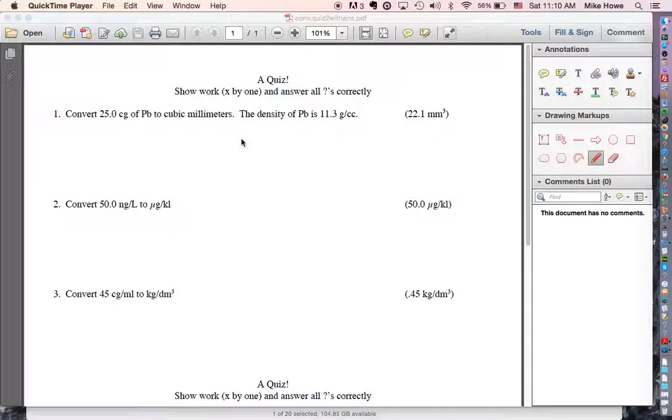Hello everyone. This is an overview or an explanation of how to do the conversions on the quiz that we had the other day.